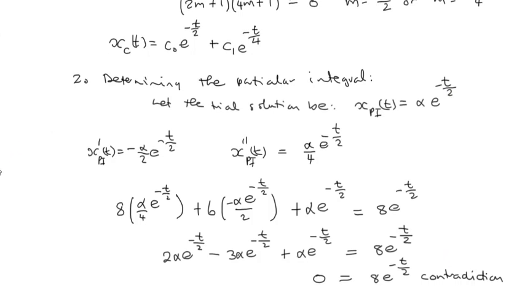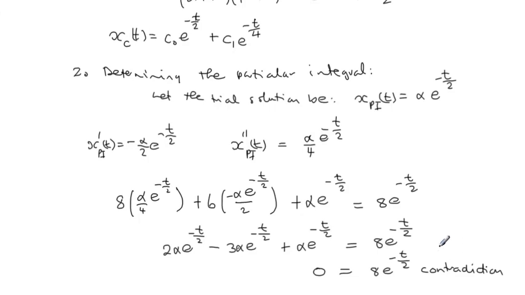In this case now, the question is, how do we go about avoiding this kind of situation? We simply need to suggest another trial solution which is different from this one. Now, if we would like to understand this trial solution, we could also write it as alpha t to the power 0 e to the power minus t over 2. So we failed here with the t to the power 0. So the natural thing to do is to try a t to the power 1.